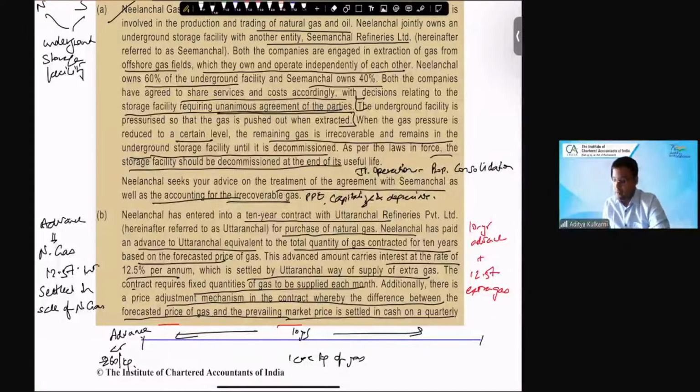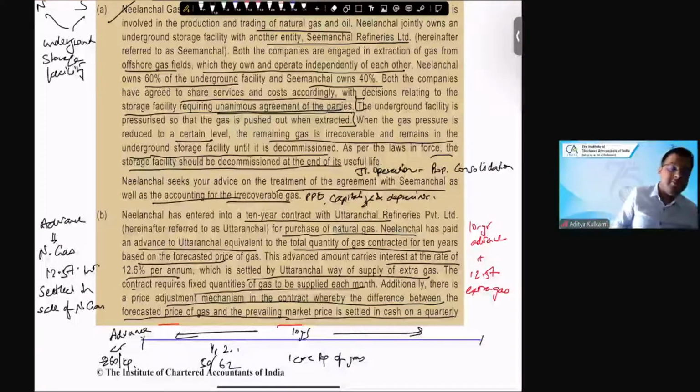Now, when this is getting executed, what will happen is advance of 60 per kg. Now in year 2, for example, will the price remain the same as forecasted price? No sir. It could be 59 market price, or it could be 62. Anything could happen. Now if it is 59, then I have paid at 60. So I will get a settlement of 1 rupee per kg. Did you understand? Yes sir. All right. If it is 62, that differential 2 rupees Neelanchal will pay to Uttaranchal.